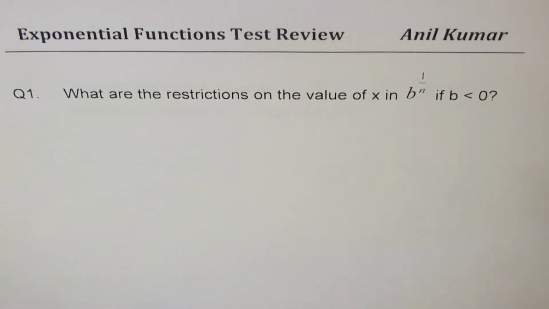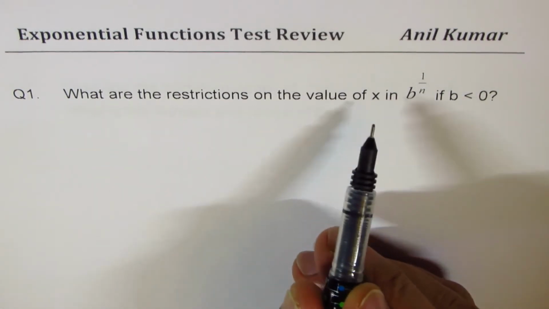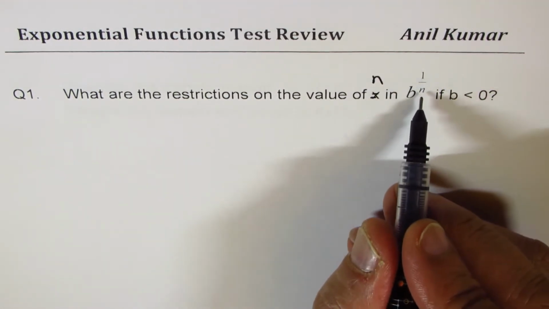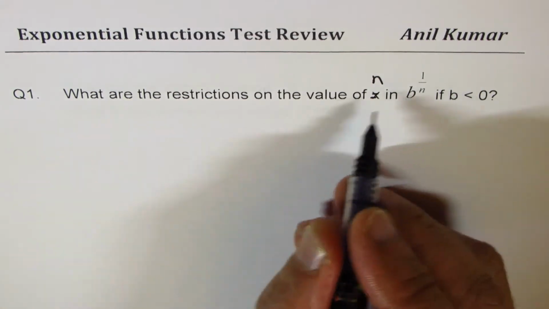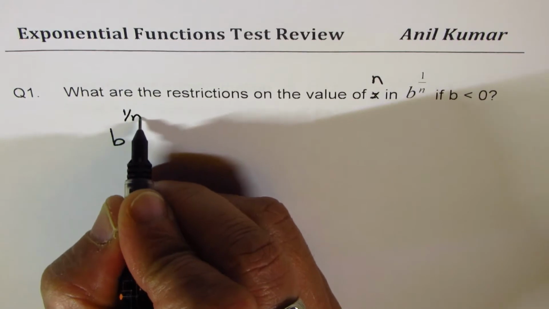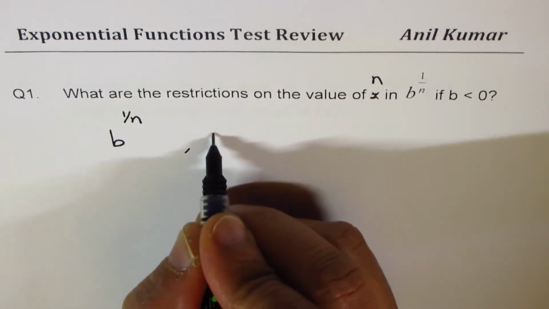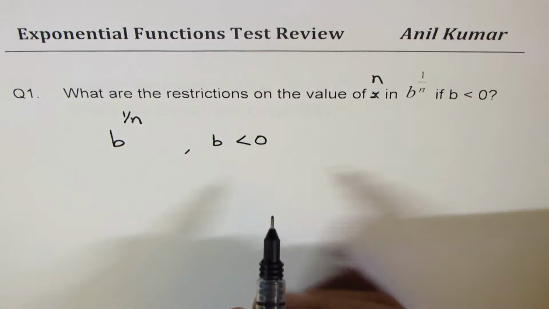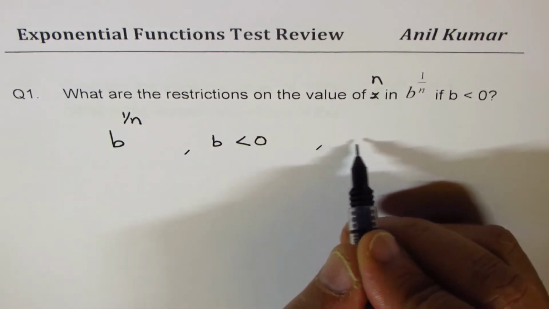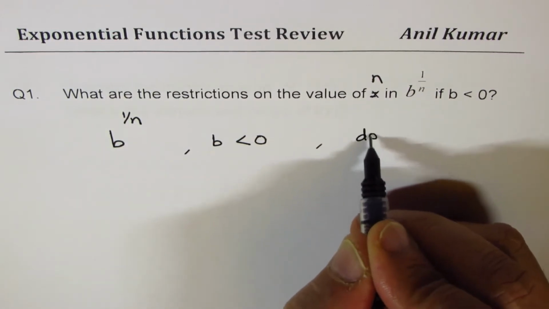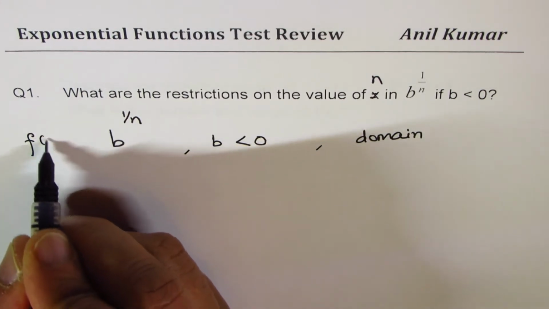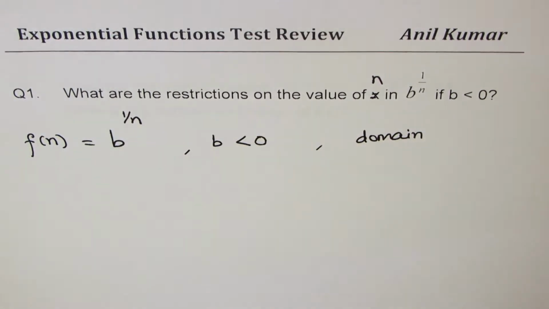Question number 1. What are the restrictions on the value of n in b to the power of 1 over n if b is less than 0? So let me write down the expression. We have b to the power of 1 over n, right, where b is less than 0. We need to find restrictions on n, which also means the domain of this function. So we could write this function as f of n equals this.